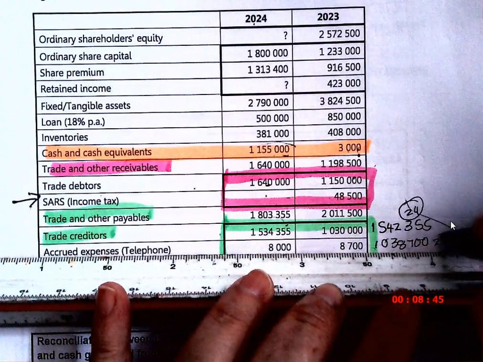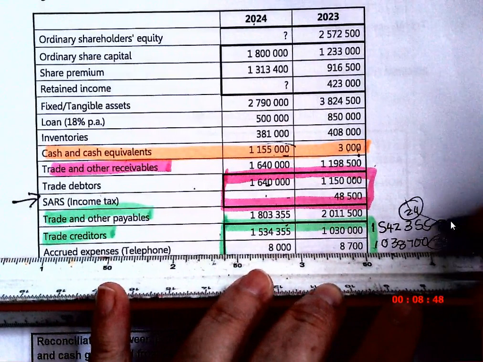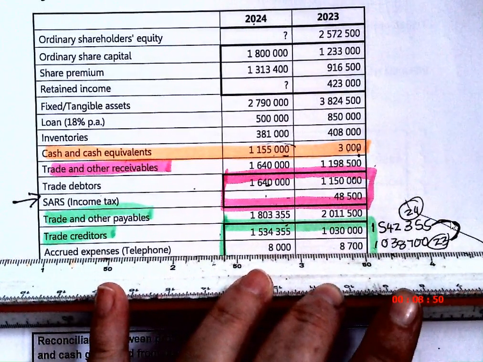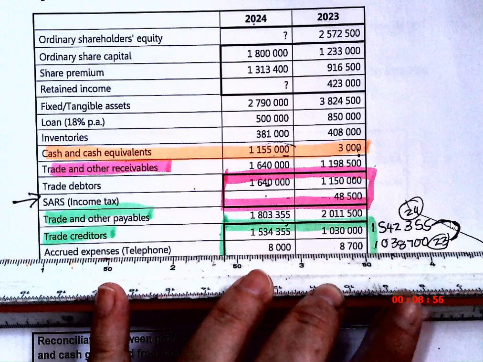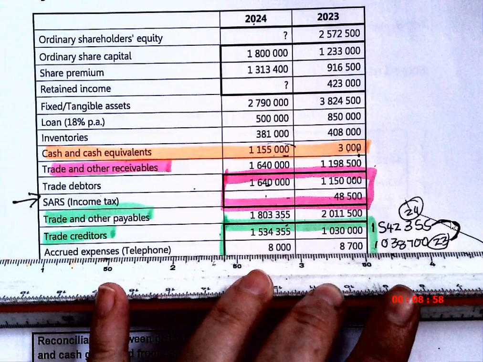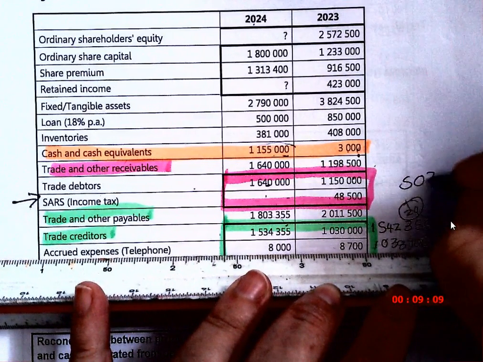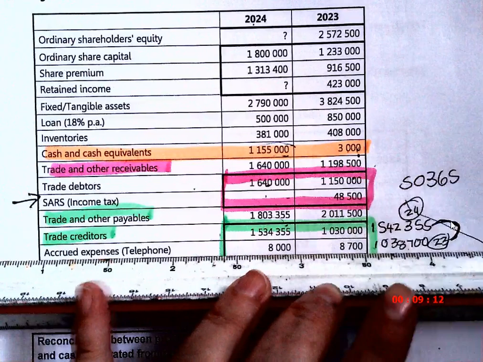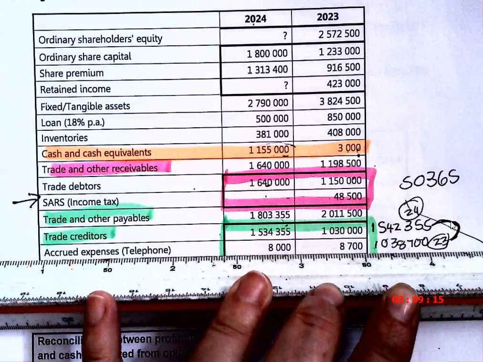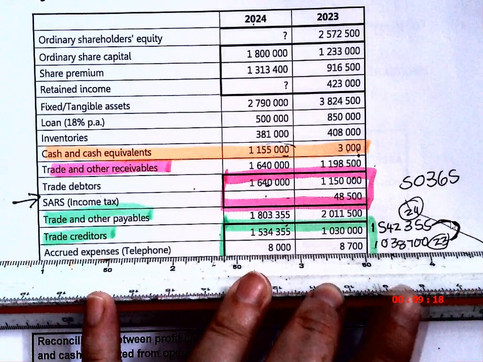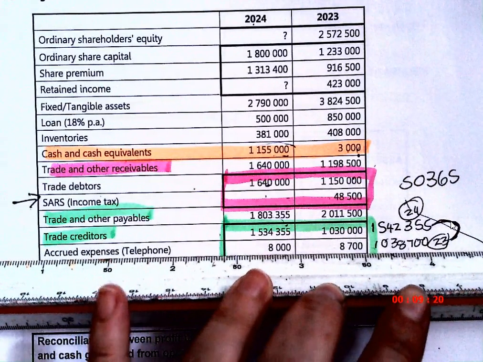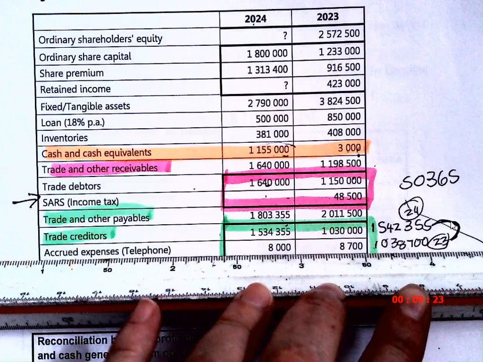What's the difference between them? What's the difference? So I say 15 less 10. It's going to give me 5. Okay, 5, 0. Now I'm asking you, is it a bracket or no bracket? Is it an increase or a decrease? It's an increase, so it's no brackets.